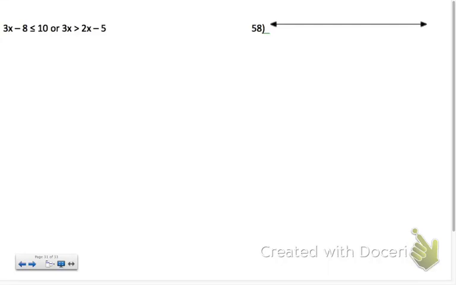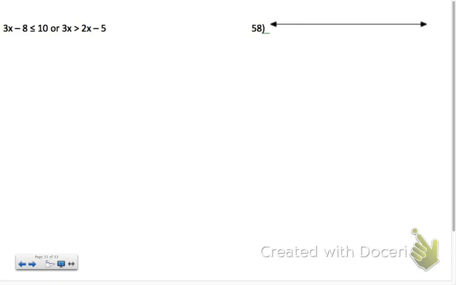Alright, these next two are what's called compound inequalities. So I actually have to solve both of these inequalities individually, then graph the solutions. Since it's an OR, any place that I draw an arrow is going to be part of the solution. For an AND problem, that's where they overlap.